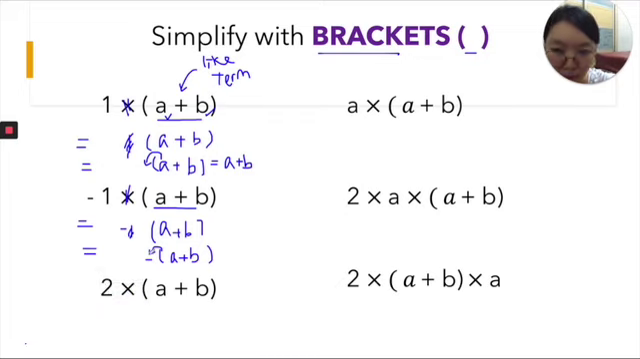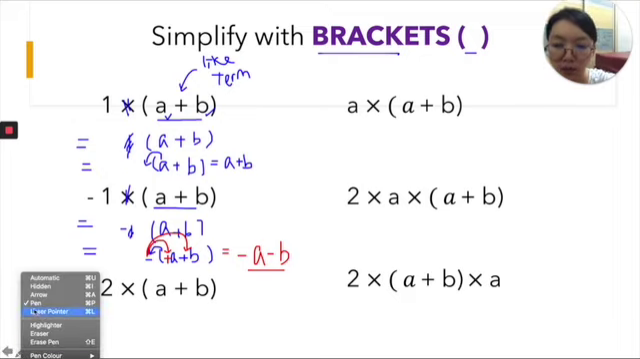How? Remember what we do earlier on? There's no sign. Add on positive. Oh, there is sign. So, negative times positive, I'll get -a. Negative times positive, I'll get -b. This is how I throw away the brackets and am left with -a minus b.